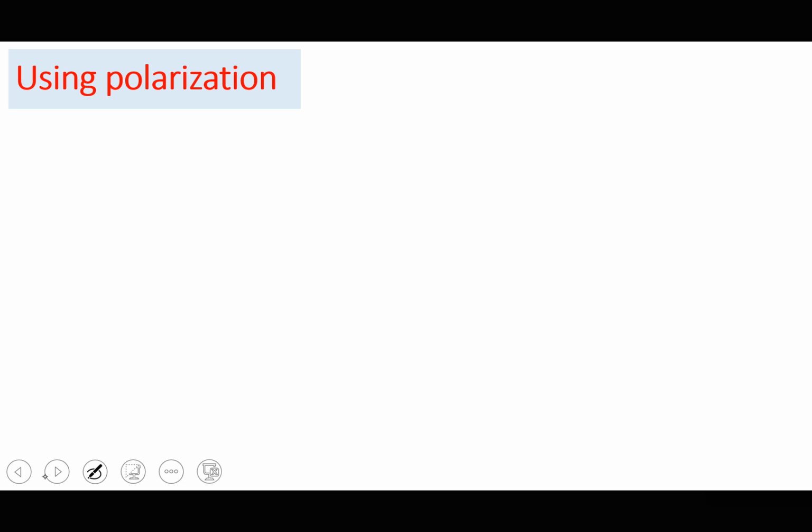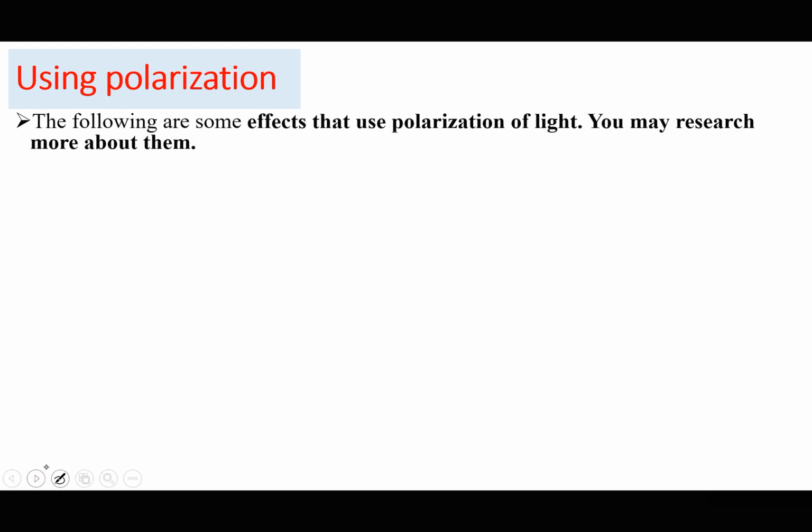Is polarization useful? If it wasn't useful, why would we be talking about it at this level? Of course, polarization is useful, even though the uses of polarization are not necessary for this curriculum. I just want to give you a few applications or effects where polarization is to be considered. The following are some effects that use polarization of light. You may research more about them. I will not talk about them in detail.